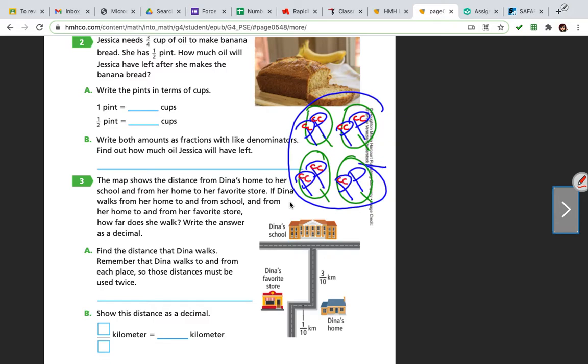It does not hurt to practice this. So G equals gallon. Q equals quart. P equals pint.